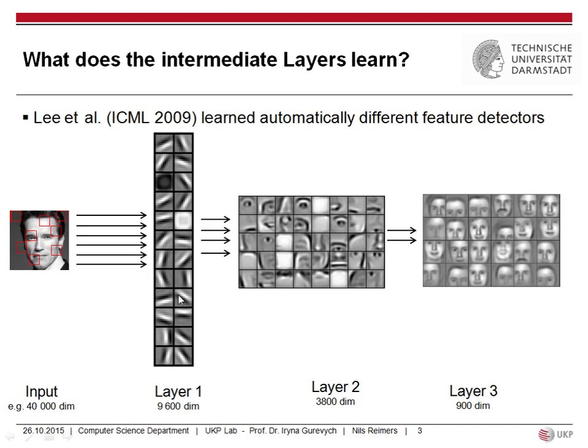Then these neurons are mapped to the next hidden layer, the second hidden layer, and then you can also visualize what the second hidden layer is learning. So here you see, okay, this one is learning to detect an eye. Here you can see a nose, a mouth, a nose again. And then these are mapped to the third hidden layer, and the third hidden layer learns to detect different faces.